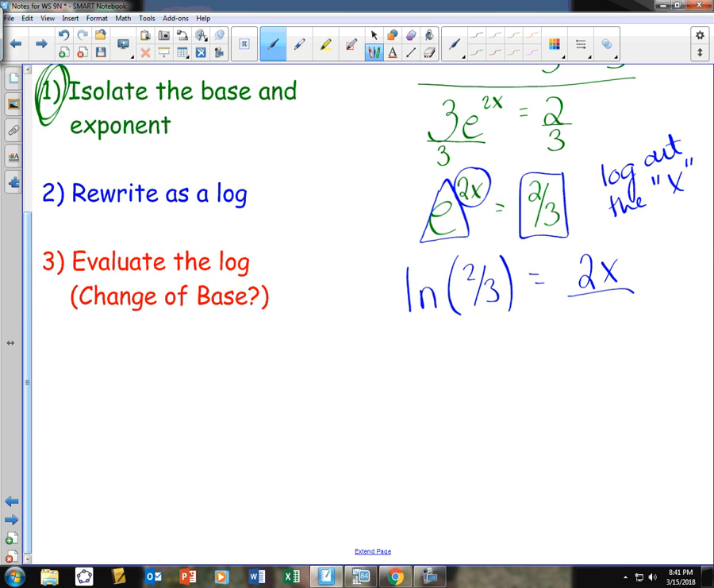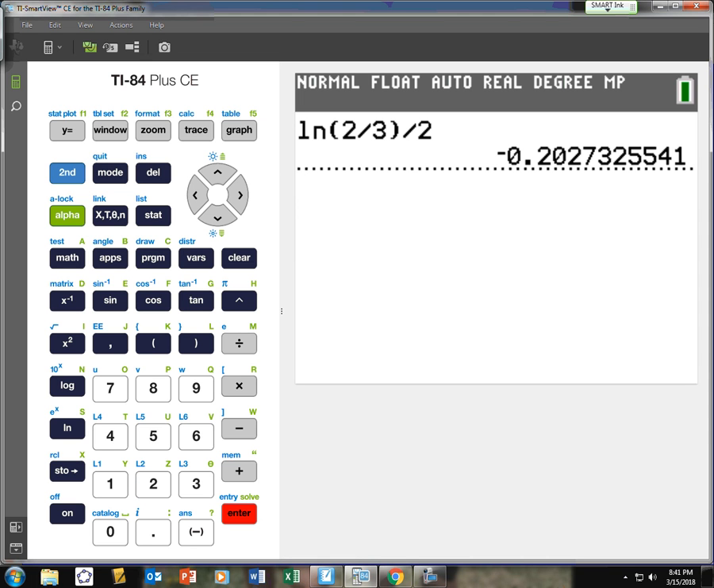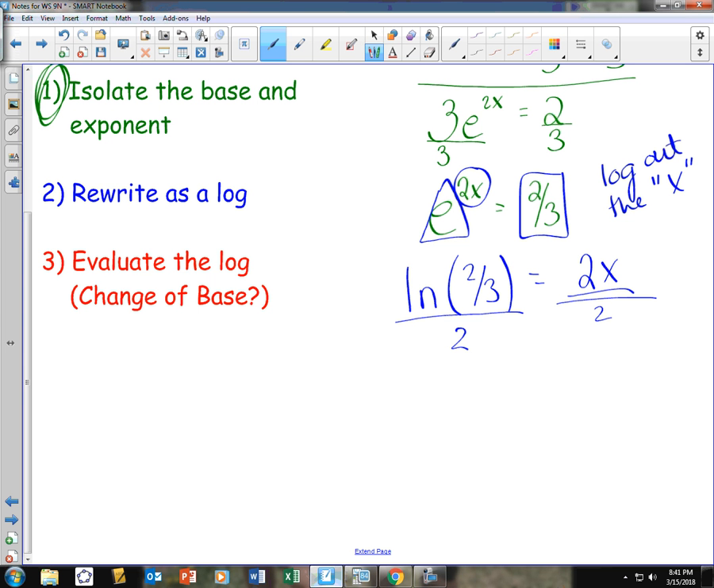I will end up dividing by a 2. So natural log of 2/3 divided by 2. Let's see here. Natural log of 2/3, end the parentheses, and now divided by 2. And I'm going to get negative 0.203. So negative 0.203 is equal to x. All right. So there it is.